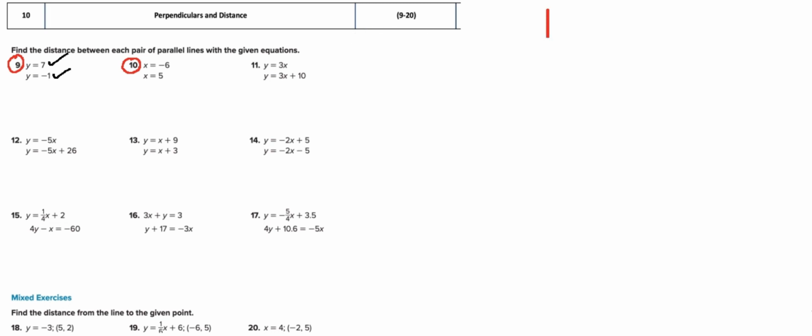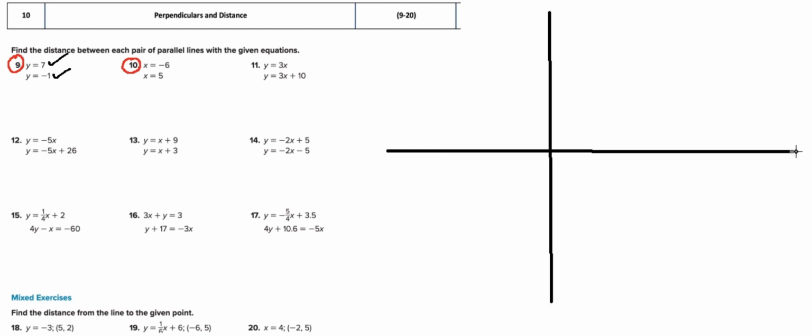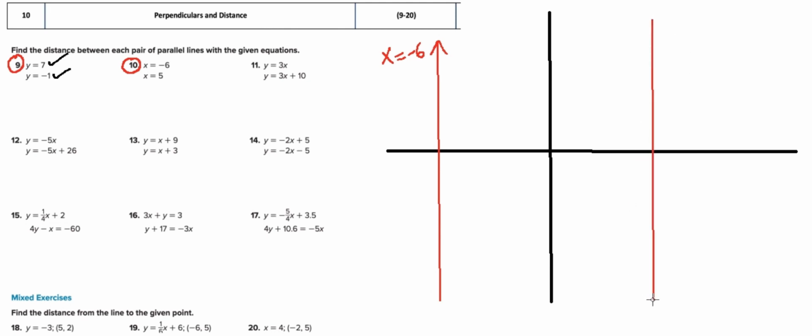Similarly, question number 10. Again you need to draw the graph. Easy. Here's your y-axis, here's your x-axis. Just see where minus 6 is. Suppose minus 6 is here. Suppose this line is x is equal to minus 6. And the other one is 1 2 3 4 5, and 5 is here.